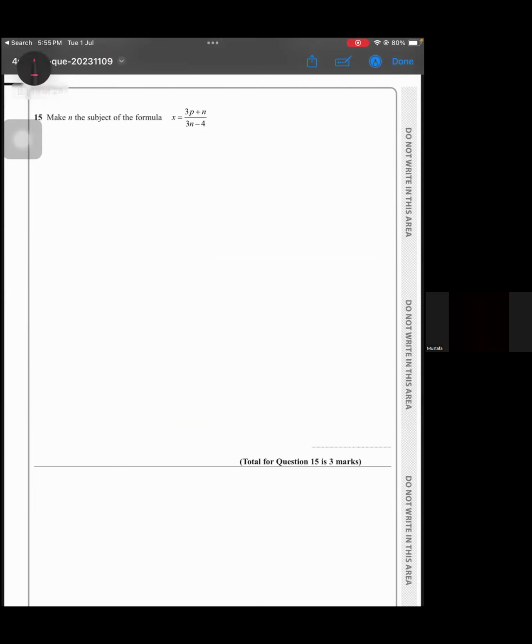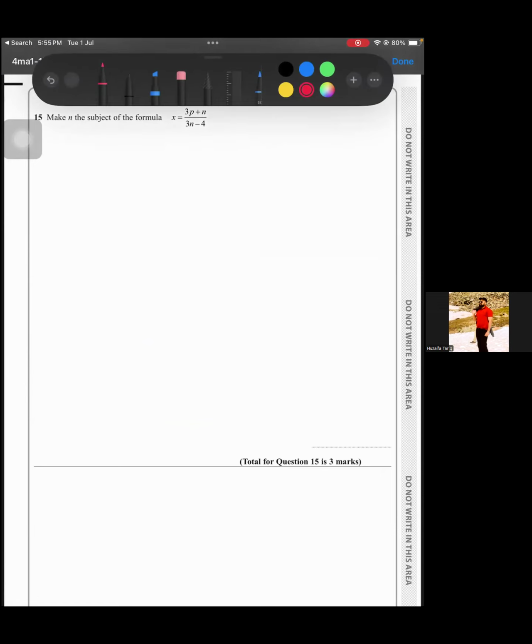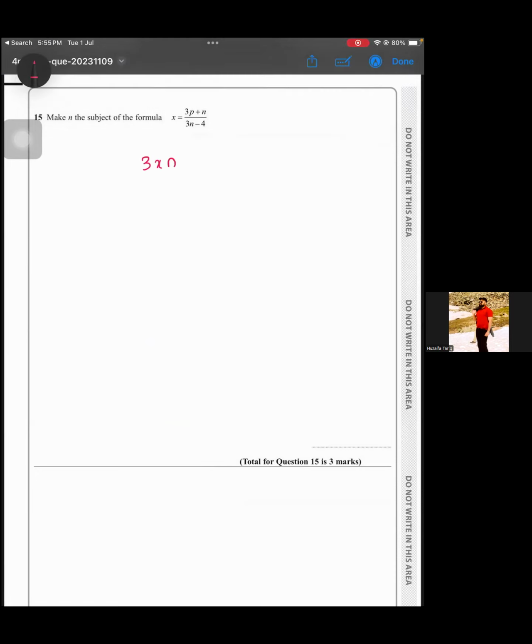Question number 15. In question number 15, it says make n the subject of the formula. So first of all, you have to cross multiply. When you cross multiply, it will be 3xn minus 4x equals 3p plus n. Now we need to make n the subject. So the terms with the n will be written on either of the sides. So it will be 3 plus 4x. When you take n common, it will be 3x minus 1 and 3p plus 4x. So n equals 3p plus 4x divided by 3x minus 1. That will be your answer.